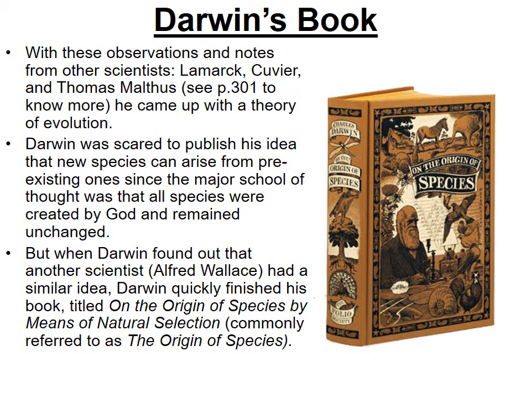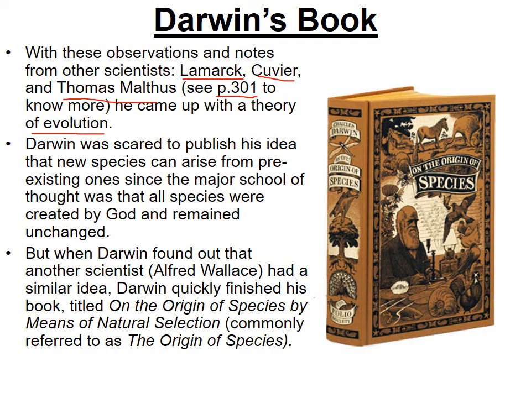But the idea is that Darwin started writing a book of his observations. He used his observations, he used other notes and observations from other scientists, like I said, like Lamarck, Cuvier, Thomas Malthus. I want you to read more about him. You can find his contributions on page 301. And he came up with his theory of evolution.